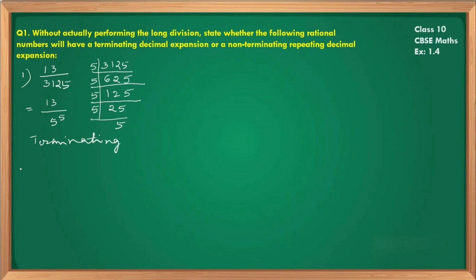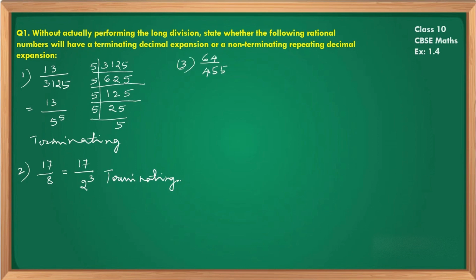Now let us go for question number 2. 2 is 17 by 8. Now this can be written as 17 divided by 2 cube. Again, in this you have 2 in the denominator. Therefore, it is also terminating. Now question number 3. 64 divided by 455.